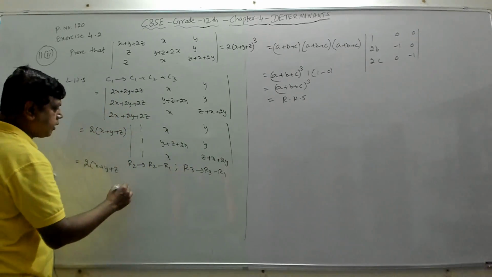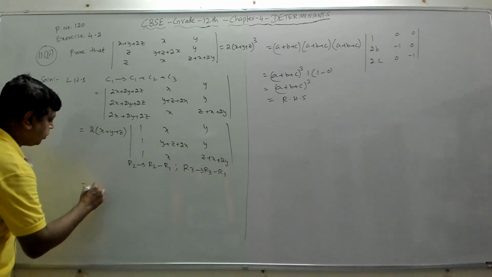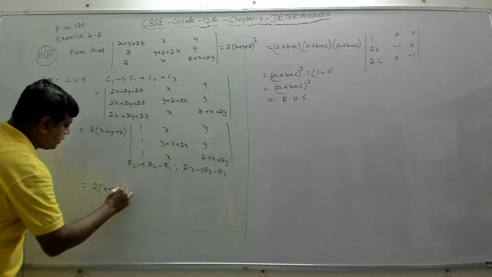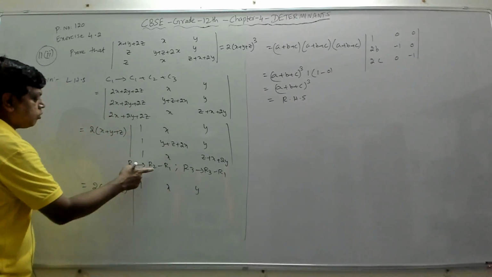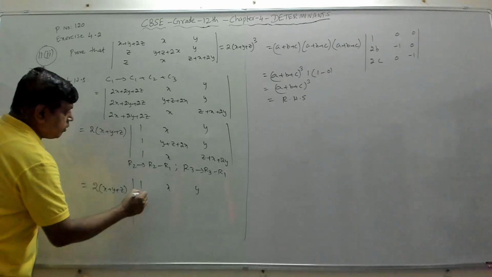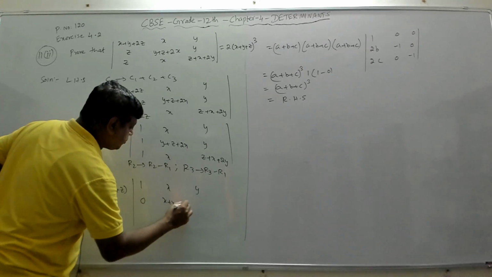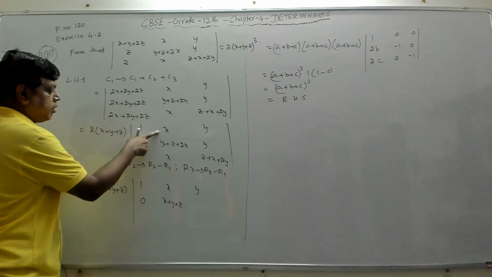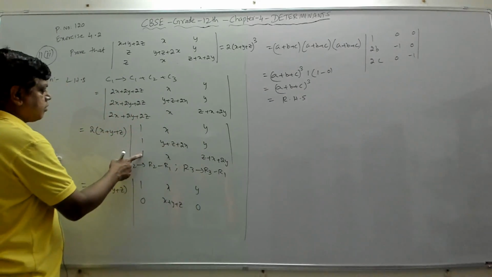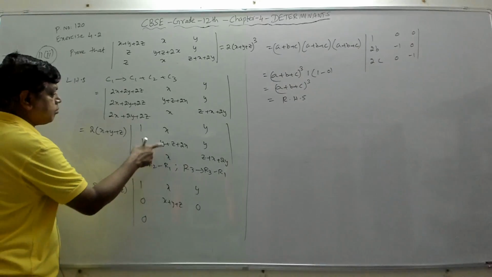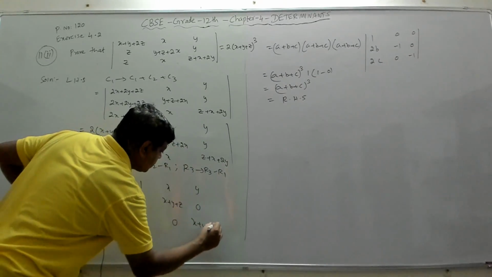So if you do that, then you get 2 into x plus y plus z determinant. First row no change, I'll write as it is. Second row is R2 minus R1, 1 minus 1, 0. And this minus this will give me x plus y plus z. Similarly, this minus this, I'll get 0, and this minus this is 0, and this minus this is 0. This minus this will give me x plus y plus z.